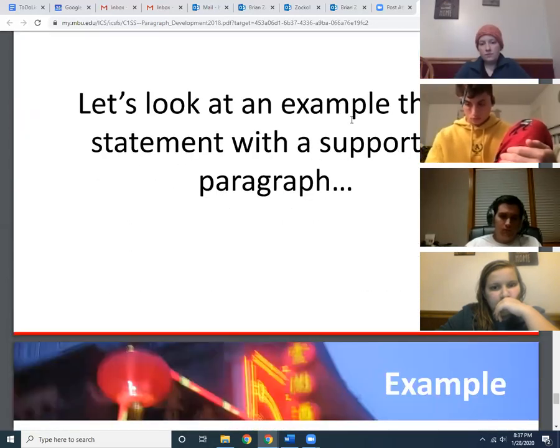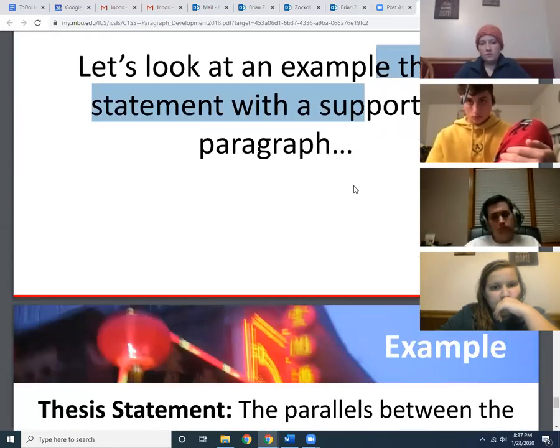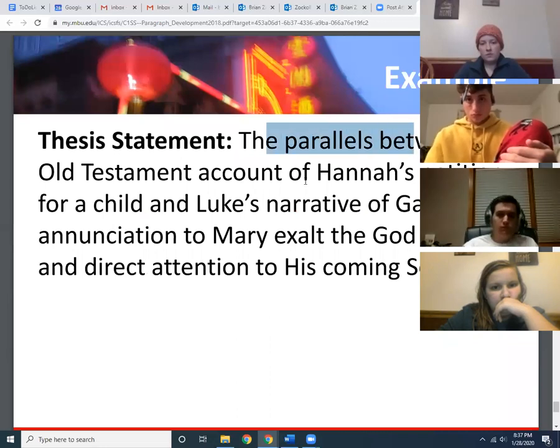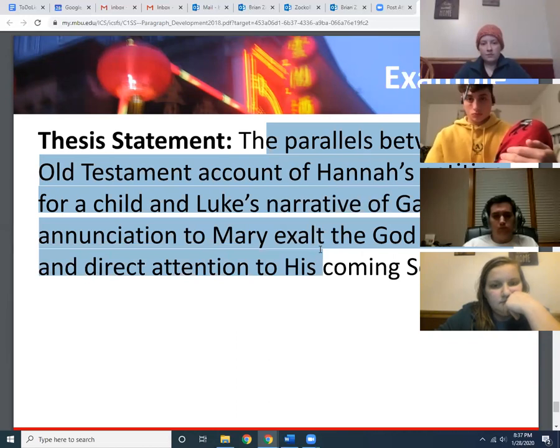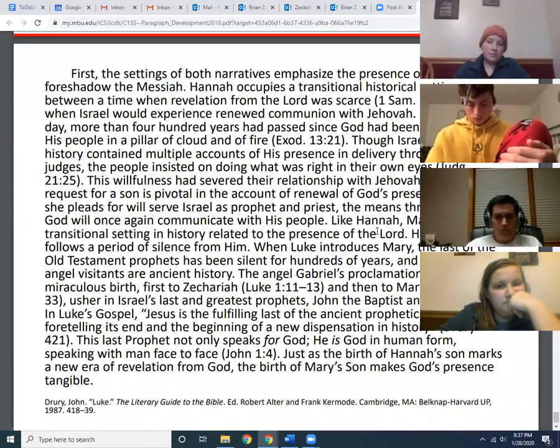So here's an example of a thesis statement with a supporting paragraph that's pretty decent. "Parallels between the Old Testament account of Hannah's petition for a child and Luke's narrative of Gabriel's annunciation of Mary exalt the God of Israel and direct attention to the coming son." So it's saying the parallels between these two stories exalt God and direct attention to him. Okay, that's a very specific thesis statement. I wish it was shorter, but at the same time, it's not a problem. And this giant paragraph here does a wonderful job of explaining exactly that.